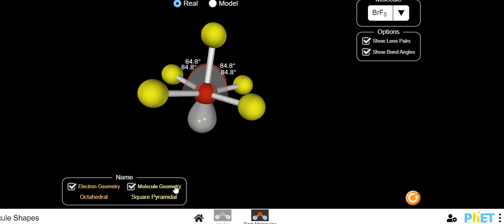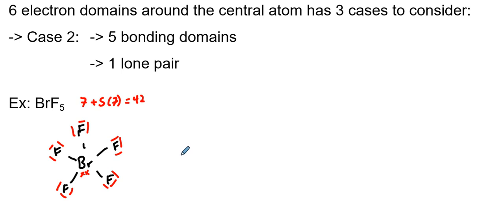The name of the shape of this is now square pyramidal because it has this square pyramid structure to it. Notice, as always, the electron domain geometry is still octahedral. So let's see if we can redraw this to match the simulation. So we will have bromine here with one fluorine up above.